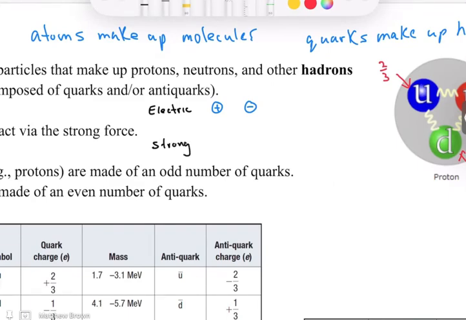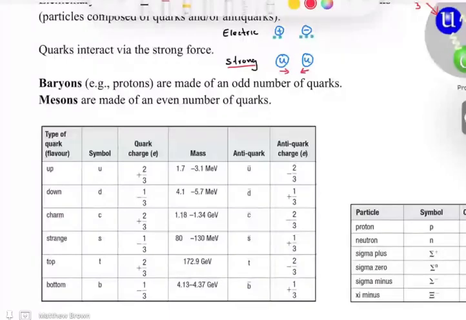So here you've got, let's just say, up and up, and I don't know, but they're attractive. Again, just some naming. A baryon, an example being a proton, is just a hadron that's made up of an odd number of quarks, whereas a meson is made up of an even number of quarks.